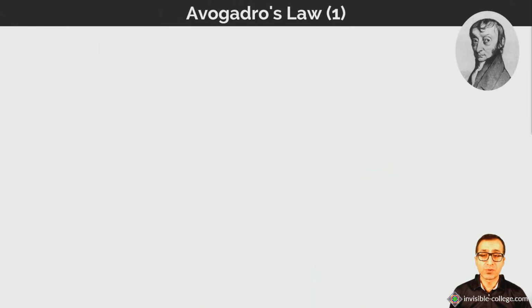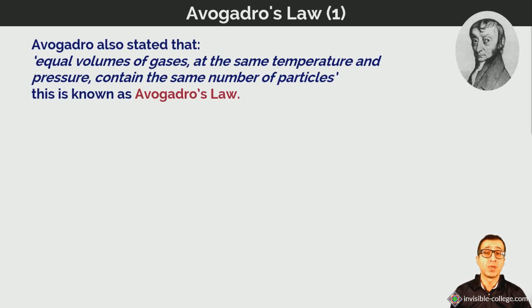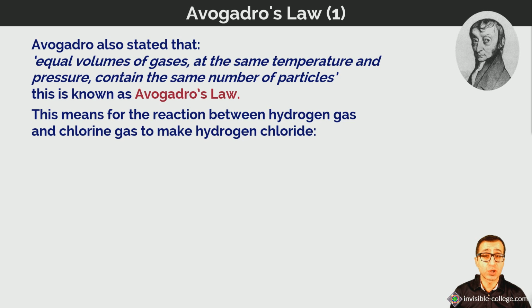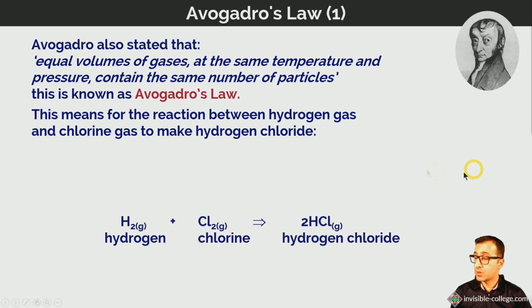Now, another of Avogadro's contributions to our understanding of chemistry is stated as Avogadro's law, and this concerns gases. It basically states that equal volumes of different gases, which are at the same temperature and pressure, will always contain the same numbers of particles. So this means that for the reaction between hydrogen gas and chlorine gas to make hydrogen chloride, you can visualize this in terms of the numbers of particles.